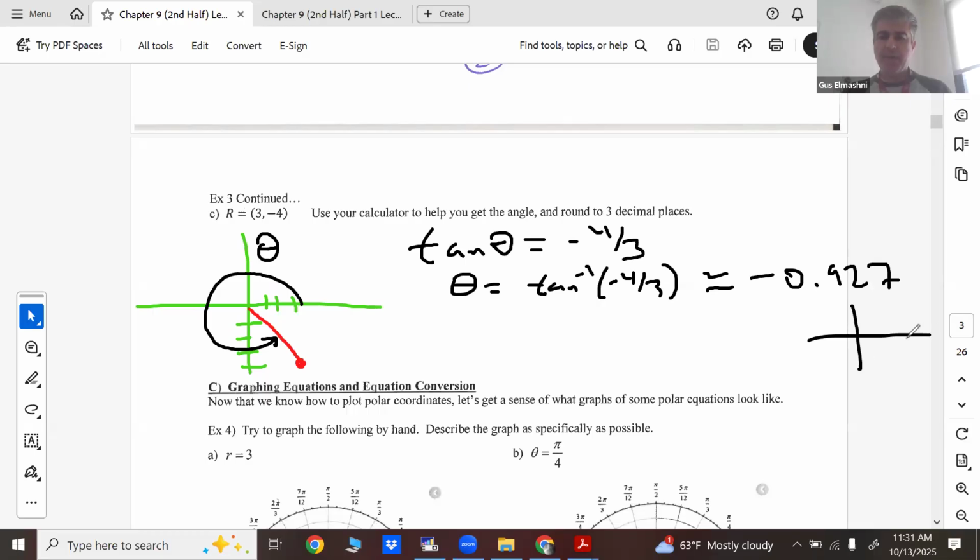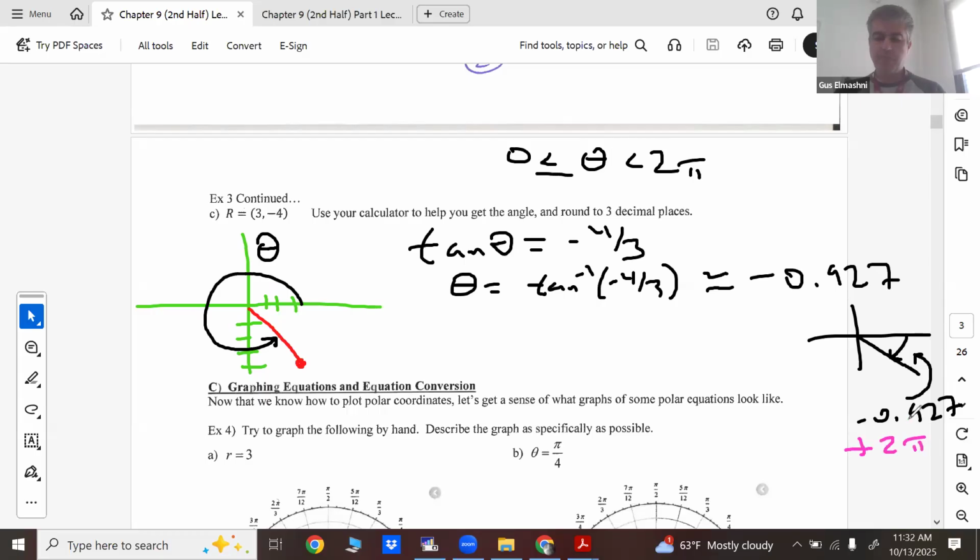Which means it's reporting the answer like this. Oh, there's a little typo here in the notes. Okay, that's fine. Sorry, my fill-up notes, there's a little typo there. So 0.927. What if I want to give the angle between 0 and 2 pi? You add that to pi. Yeah, exactly. If you do plus 2 pi to that, it should be 5.356.